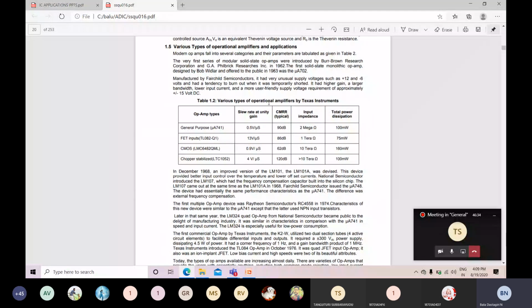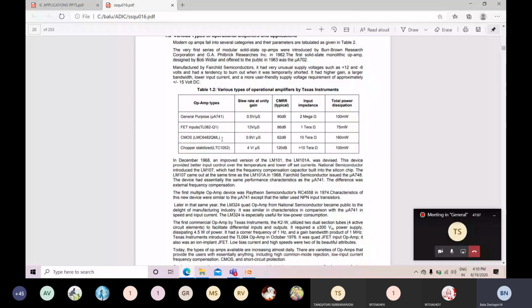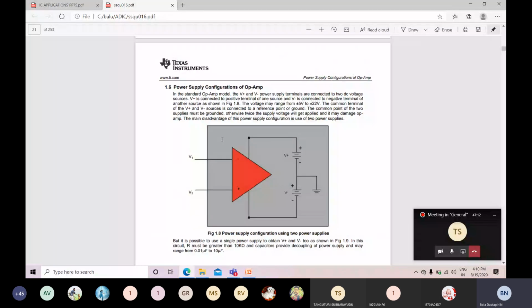Now there are various types of operational amplifiers and their applications. The general purpose operational amplifier is the MUA 741, where MUA is from Fairchild. We look at its slew rate, CMRR, that is the common mode rejection ratio, input impedance, and total power dissipation. These are various types of operational amplifiers manufactured by Texas Instruments. Depending upon the type of application you are using, you can select any one of the ICs.